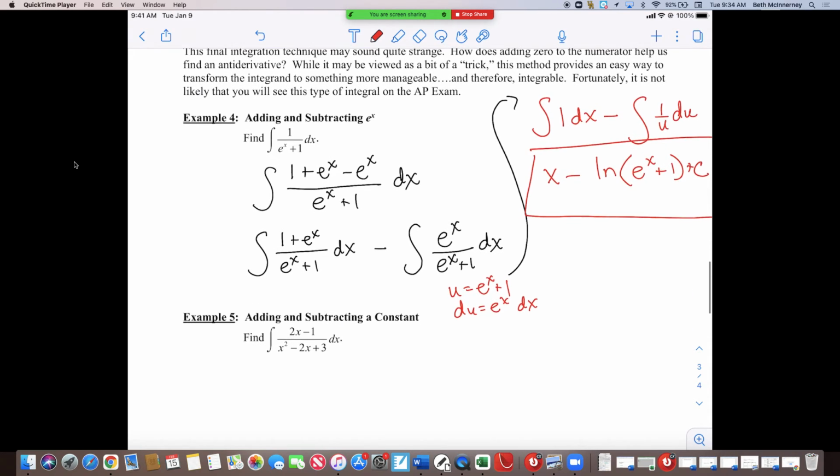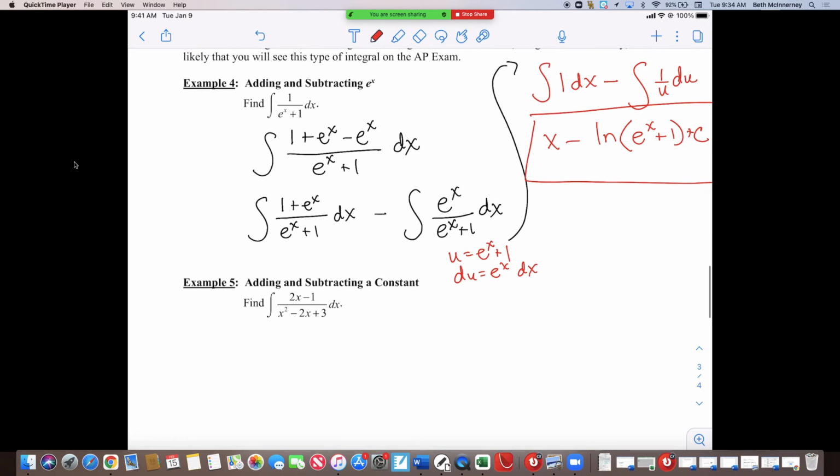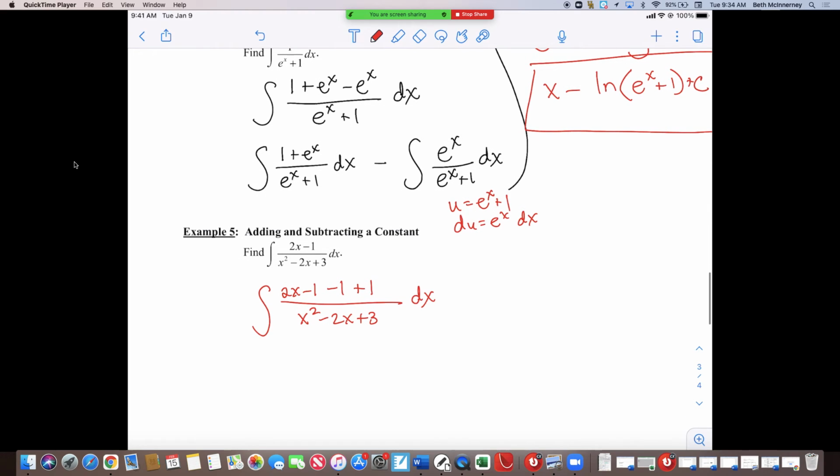Okay. So let's do the last one. It says find the integral of 2x minus 1 over x squared minus 2x plus 3. And again, I don't know how you would know to do this, but now I'm going to show you. I'm going to subtract 1 and add 1, and then watch this. This is going to create 2x minus 2 plus 1.